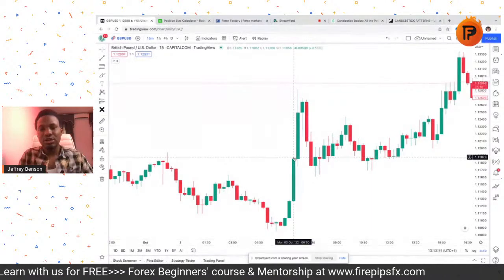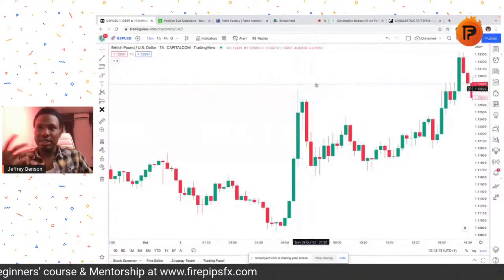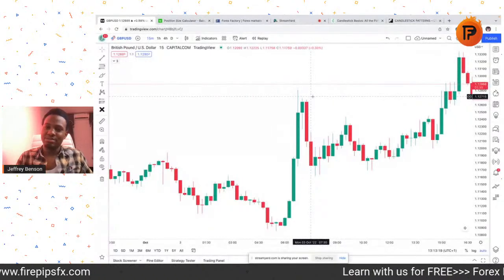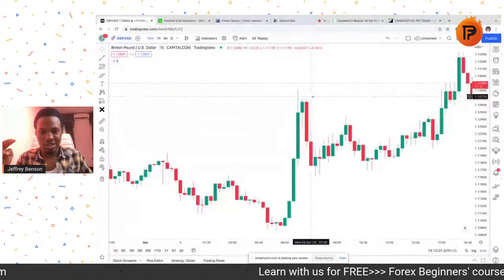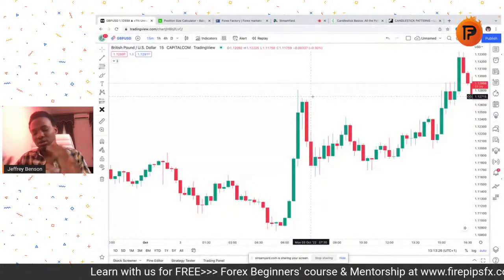So once price gets to a top right here and it gives a gravestone doji, then you know that is a sign that the buyers are getting exhausted, they are trying to surrender, and then sellers might take over from there.